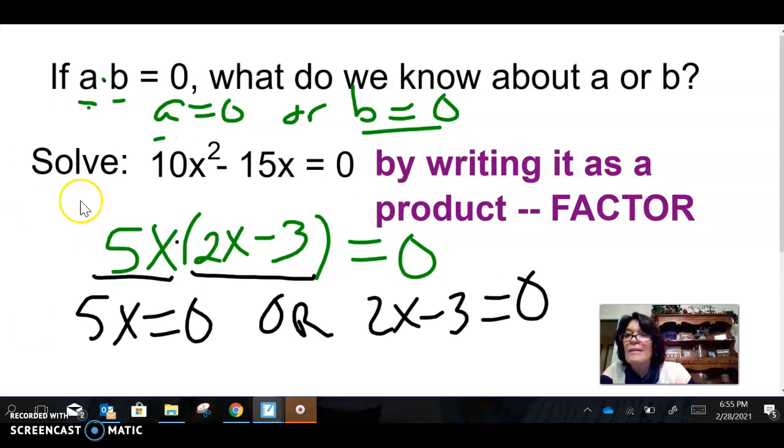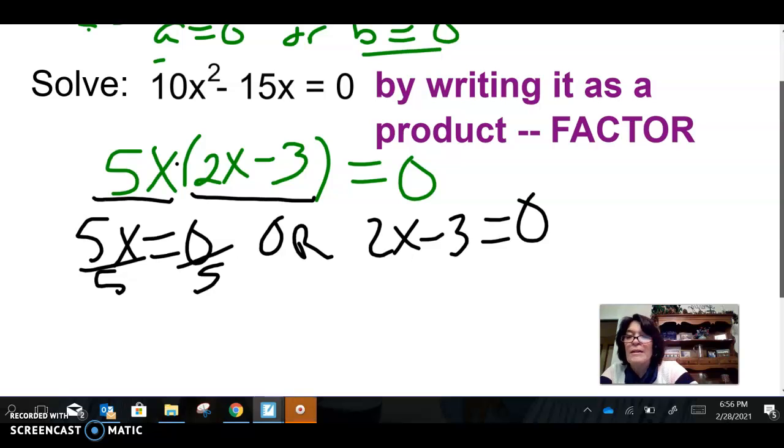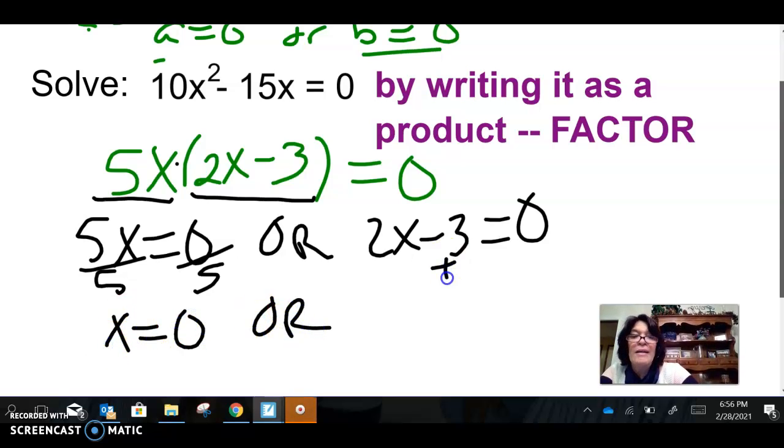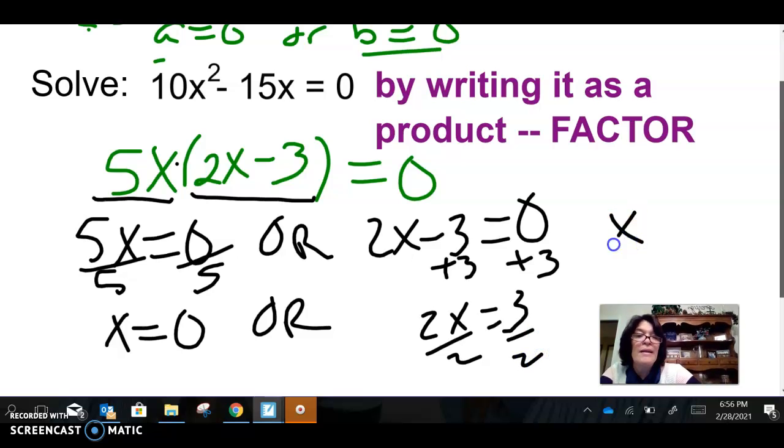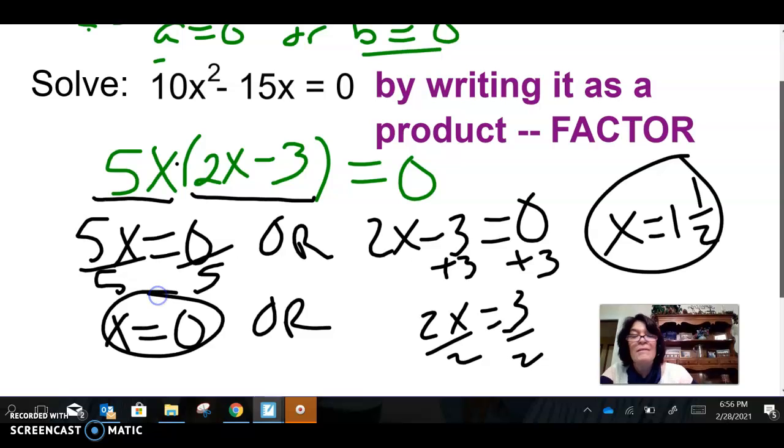If I can move my screen down. Oh well, divide by 5. 0 divided by 5 is 0. So here I get x equals 0, or add 3, like we did on the other side, divide by 2, x is 1.5. There's two answers. Not just one answer, two answers now. X might be 0, x might be 1.5.